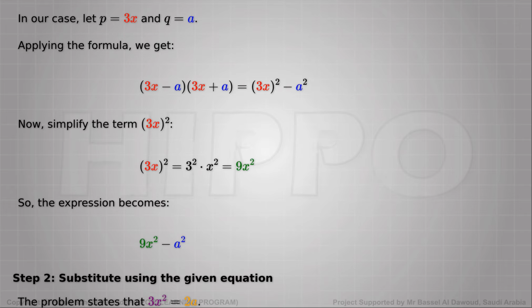Now, let's apply this formula to our specific problem. By comparing (3x - a)(3x + a) to (p - q)(p + q), we can see that our p term is 3x and our q term is a. So when we apply the formula p squared minus q squared, we get (3x) squared minus a squared. It's a direct and simple application of the rule.